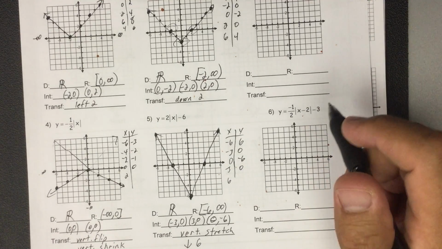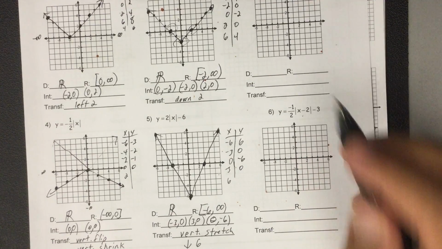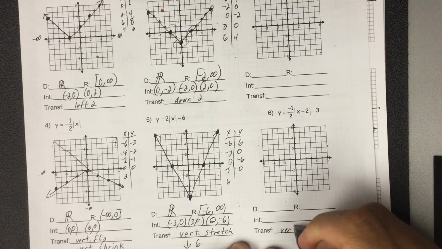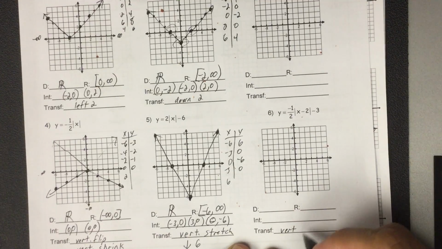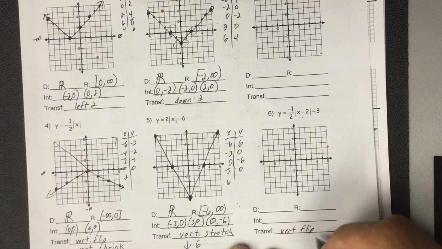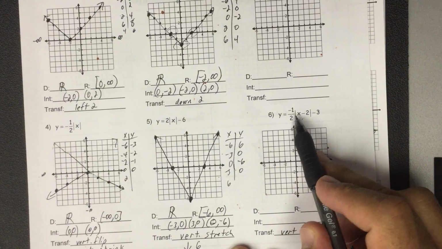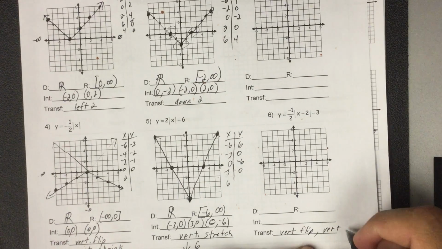Last one of these. Now we'll start thinking like we should be seeing what's going on. Right here I'm going to have a vertical flip. It's a negative on the outside. Vertical flip. Right? The 1/2 on the outside is going to be a vertical something. But if I'm multiplying by 1/2, it's going to get shorter. So that's a vertical shrink.